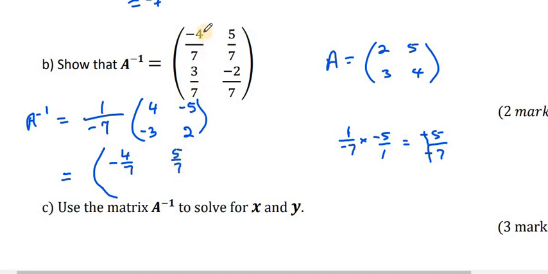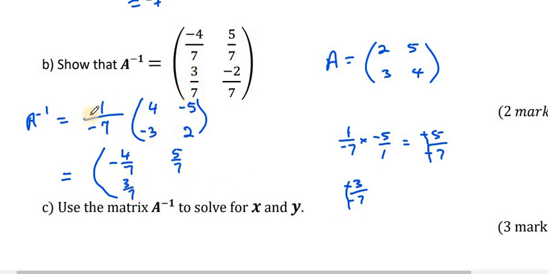So far we have this entry, which is negative 4 over 7. It doesn't matter if the negative is in the numerator, the denominator, or the side, but I put it at the side. We have positive 5 over 7. Let's work on the next one. 1 over negative 7 times negative 3. Now this will become the numerator. So it will be negative 3 over negative 7. This becomes positive 3 over 7. And this is how we got this.